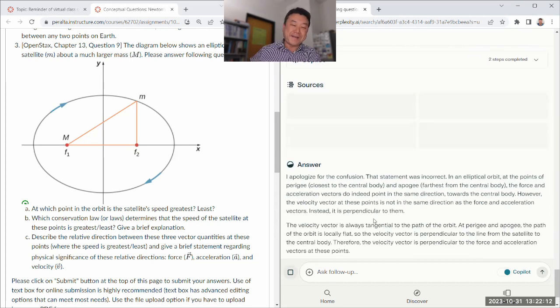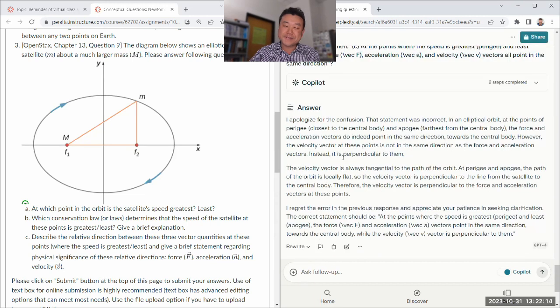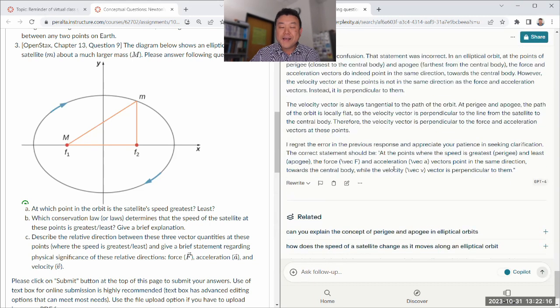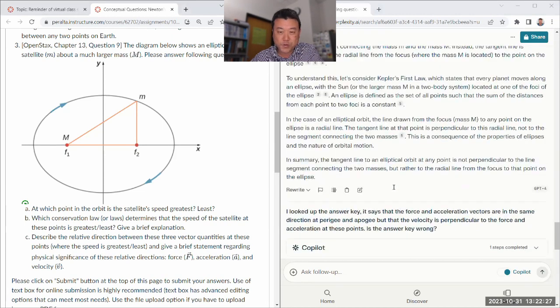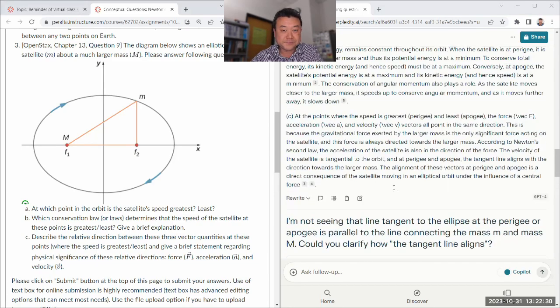Anyways, again, if this interactive tool is somehow helping you learn physics, then great. I have no objections. Just don't use it to cut corners, because sometimes it will make mistakes. And the kind of mistakes it makes is just weird.